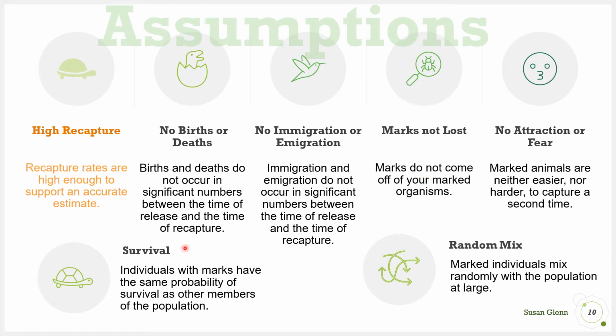So you make sure that the marks are not going to be lost. You also make sure that you haven't hurt the animals, so that when you let them go, they don't have a lower probability of survival. Like, you don't want to take a turtle and mark its shell with glow-in-the-dark paint, and then have the predators come and eat them. So you want to make sure that the individuals that you marked have the same probability of survival as everybody else in the population. You assume that when you release them back into the population, they're going to mix randomly with the population again. So not all the guys that were marked are going to hang out in the corner and talk about it, but they're going to mix in with everybody else.